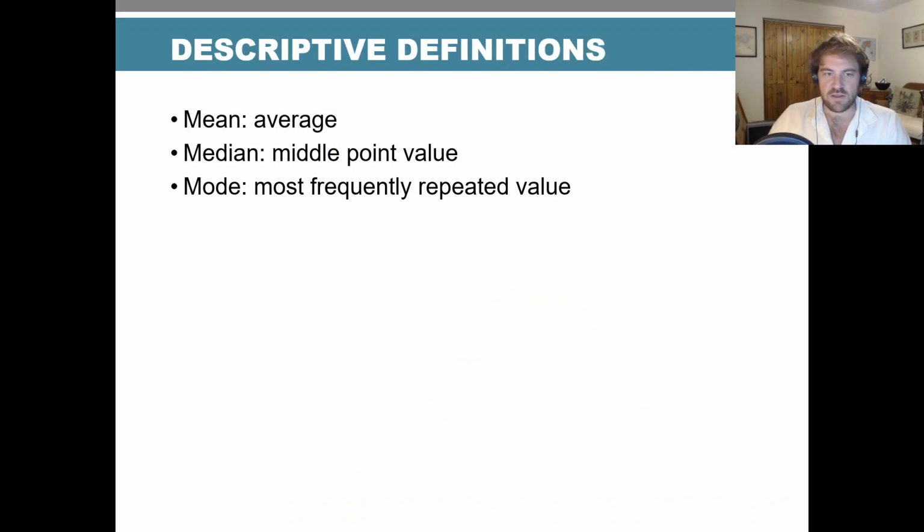The mean is just the average, right? It's your typical average. Like we always say, average those two numbers together. Same thing. That's the mean. The median is a little bit different. It's the middle value. You're going to look at the numbers in sequence and look for the middle value in that case. And the mode is just the most frequently repeated value.